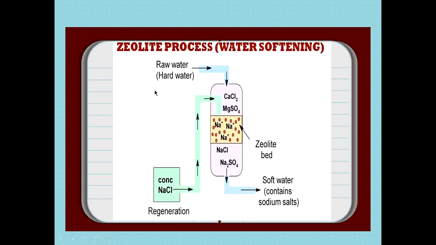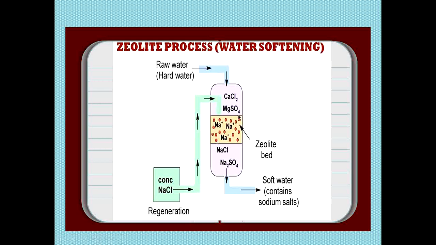Now what we have to do is pass raw water, that is hard water, from the upper side. Just imagine the hard water contains calcium chloride or magnesium sulfate. As we know, the principle of sodium zeolite is to capture the heavy metal ions. In the case of CaCl2, calcium and Mg are the heavy metal ions; those will be captured here, and in replacement the sodium will come out from this zeolite bed.